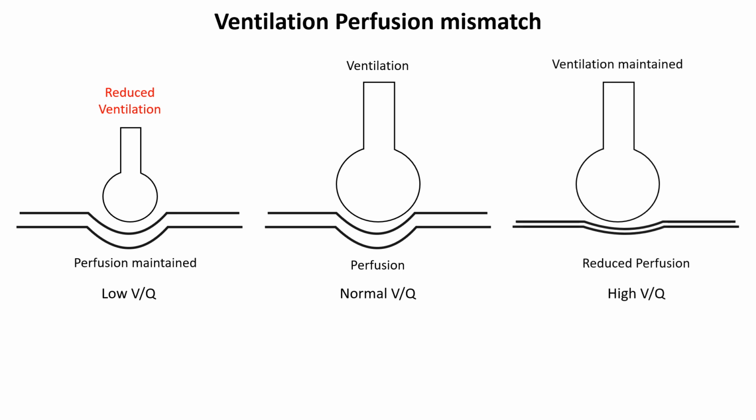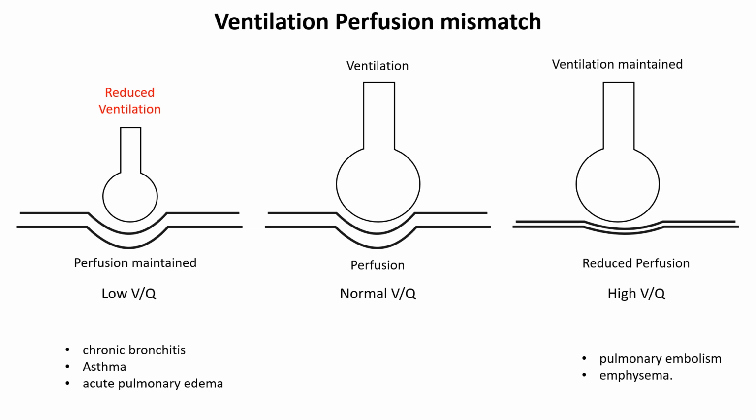A high VQ mismatch occurs in conditions like chronic bronchitis, asthma, and acute pulmonary edema due to the destruction of alveoli or the accumulation of fluid within them. In contrast, a low VQ mismatch is observed in pulmonary embolism and emphysema, where reduced pulmonary blood flow and hyperinflated alveoli with increased airflow, respectively, are the underlying causes.